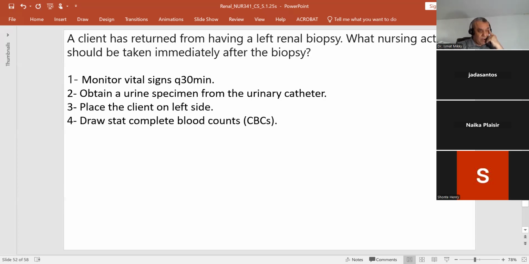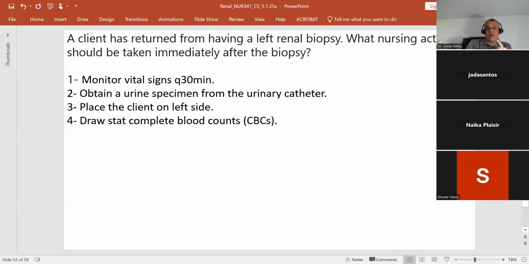Another question about renal biopsy is that a patient has a left renal biopsy. Positioning post biopsies is significant. We have to know this about renal biopsy. What would be the best position right after the procedure?